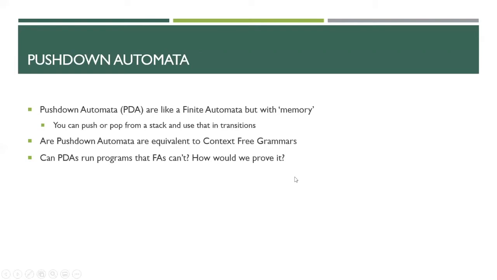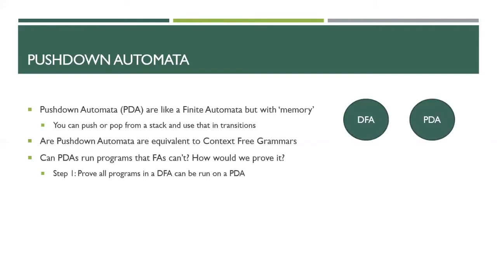Now, pushdown automata are equivalent to something called context-free grammars. I'm not going to get into that, but it's the exact same concept. You can show that you can compute one into the other and back, and then back again. Okay. So can you run programs on a PDA that you can't on a FA? Well, I already told you the answer is yes, but how would you prove that? Well, this is actually a little more complicated. So first, we would want to prove that all programs on a DFA can be run on a PDA. Okay. So that's not too hard to prove.